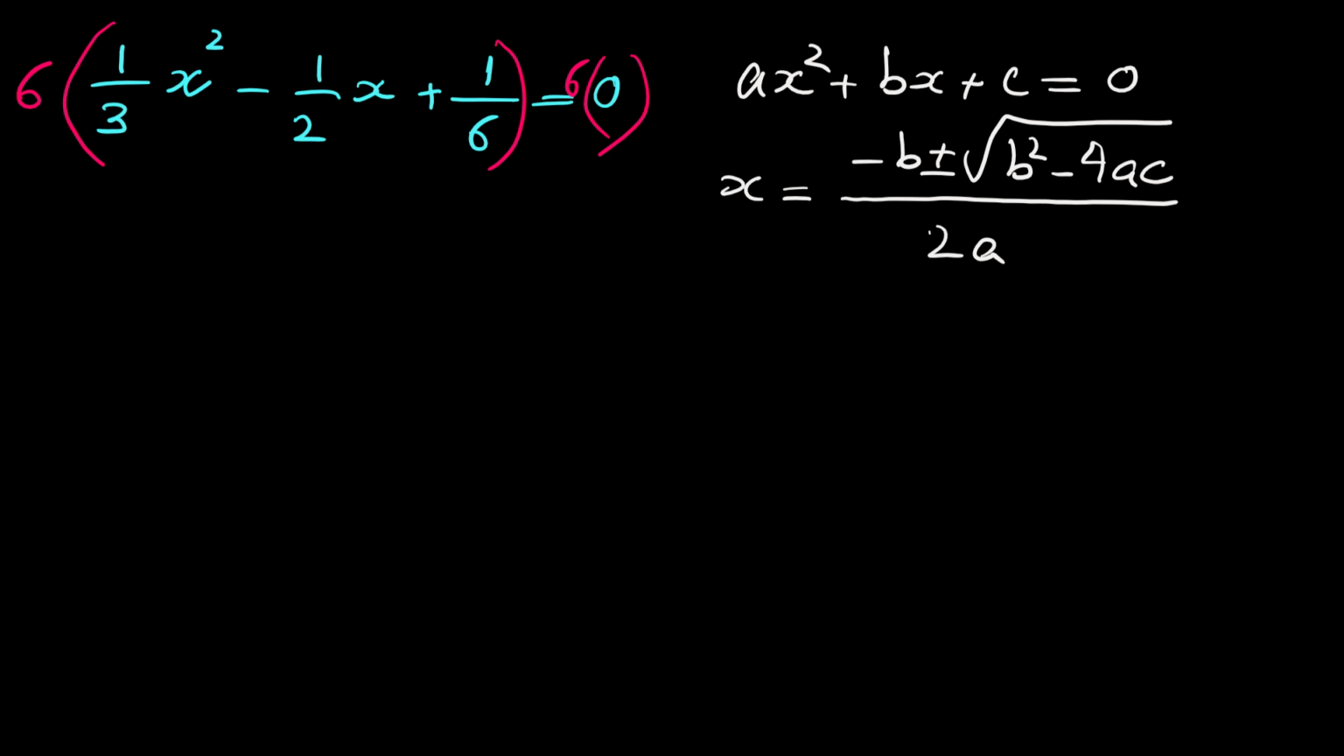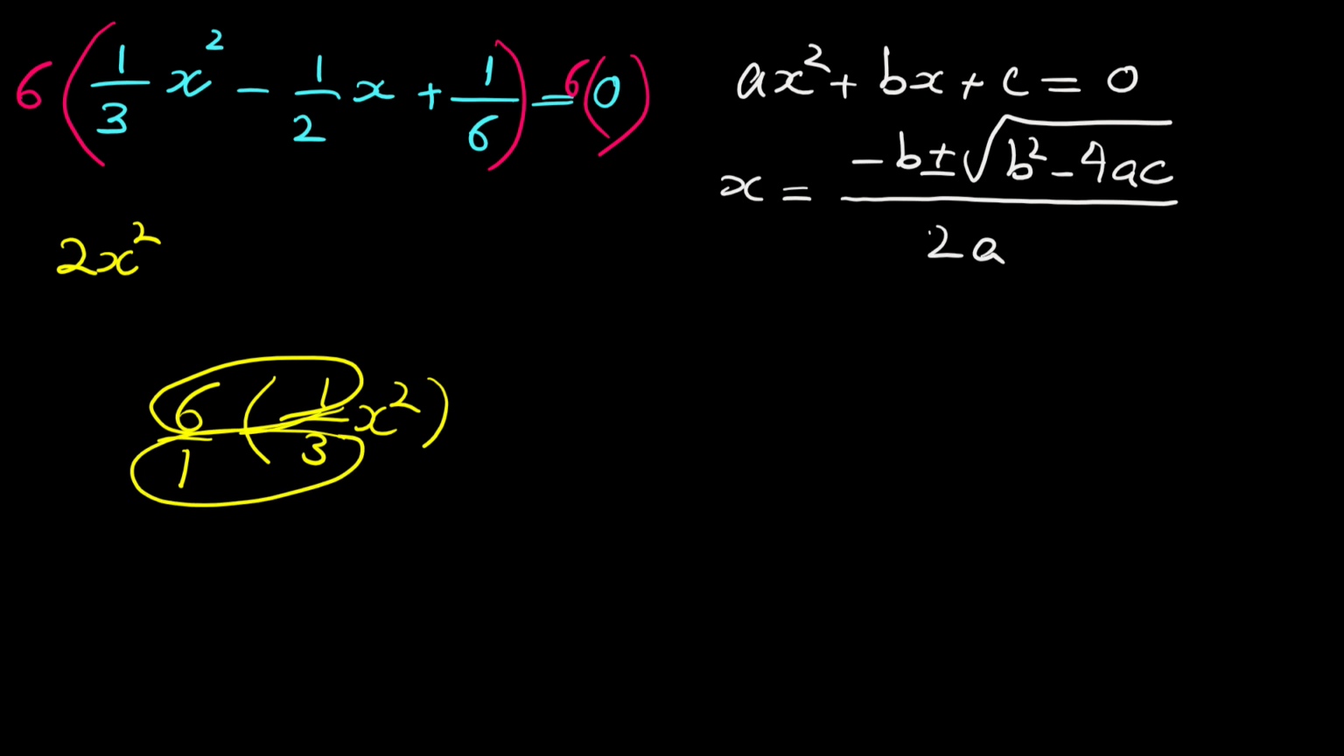6 times 1/3 x to the 2 is 2x to the 2. Let me explain what happened here. When you multiply 6 by 1/3 x to the 2, the denominator of this 6 is 1. So we have 6 times 1, 3 times 1. 6 times 1 is 6, 3 times 1 is 3. 6 divided by 3 is 2. And we have x to the 2, so 2x to the 2.